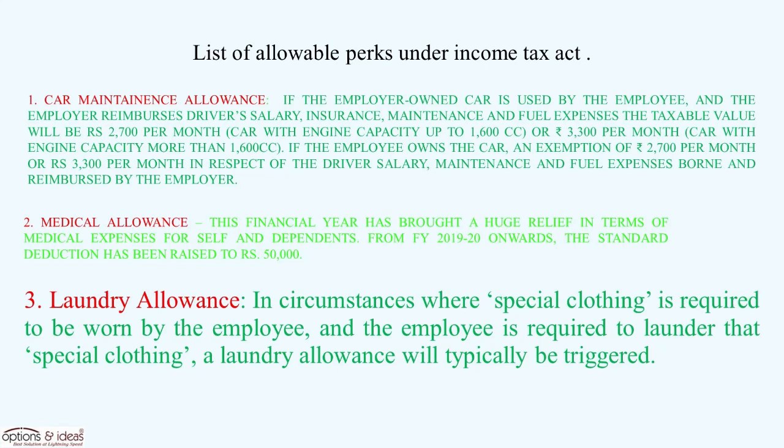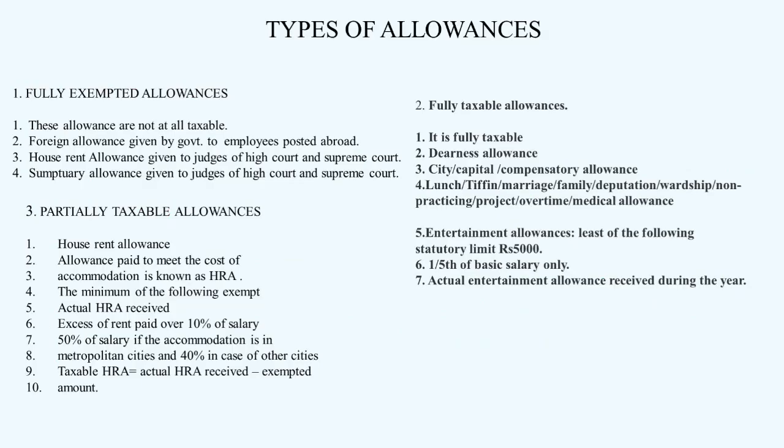Types of allowances. 1. Fully exempted allowances. These allowances are not at all taxable. Foreign allowance given by government to employees posted abroad. House rent allowance given to judges of High Court and Supreme Court. Sumptuary allowance given to judges of High Court and Supreme Court.